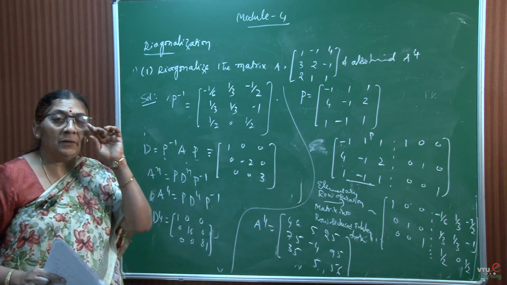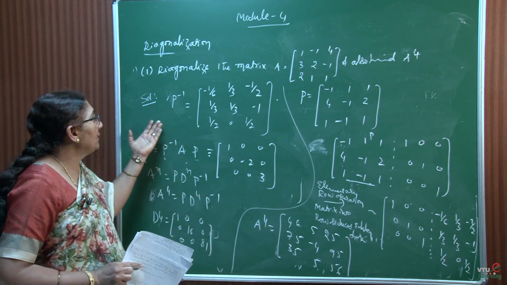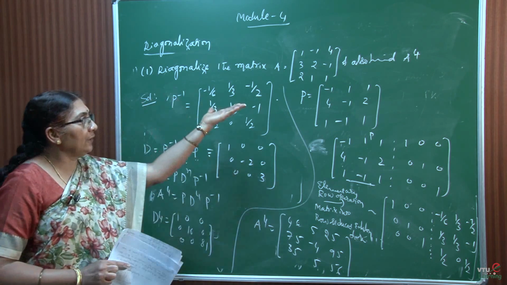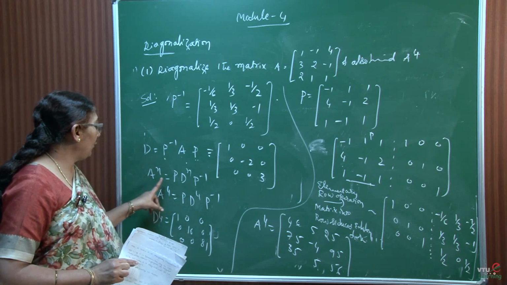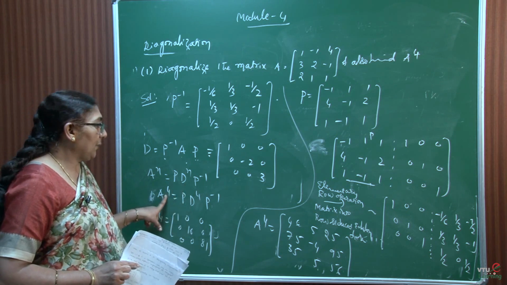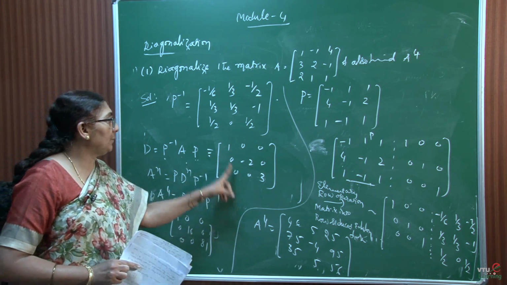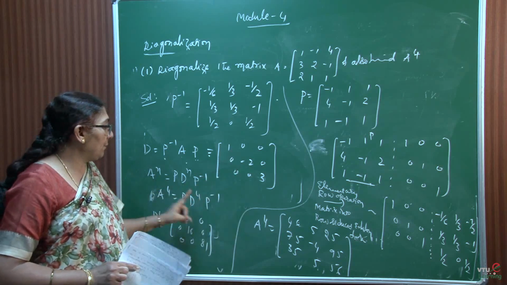Instead of simply multiplying 4 times, this is another way. They are going to ask this type of problem also, to find A power of 4. What is A power of 4? A power of 4 is equal to P into D power of 4 into P inverse. This is easy because except for the diagonal, the rest of the values in D are 0.